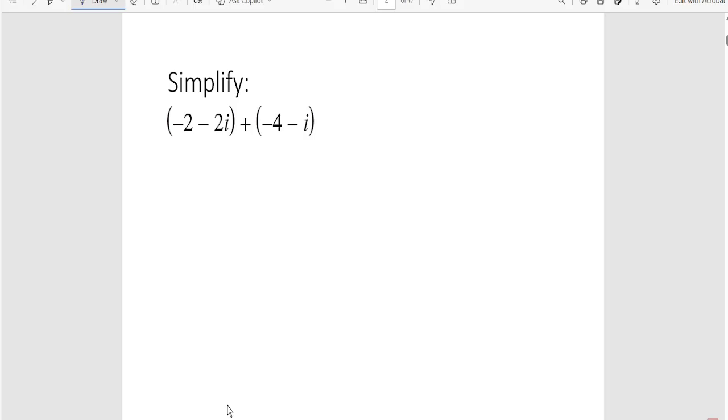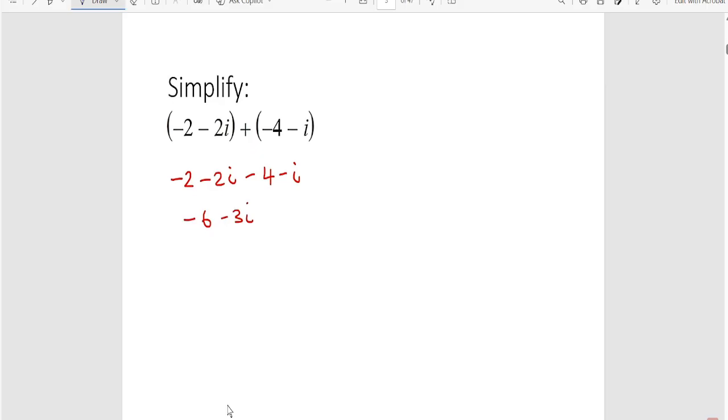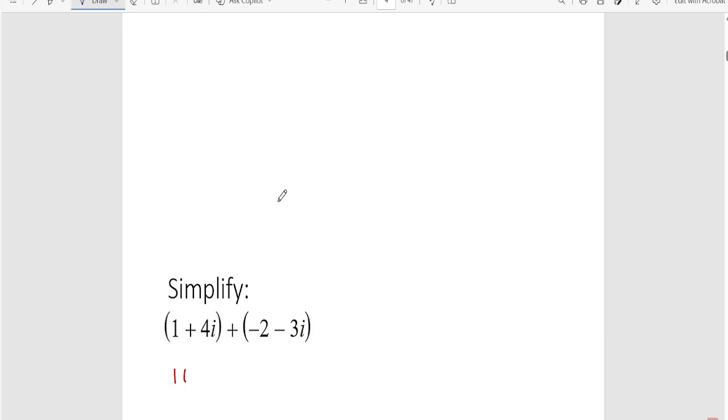So, like in this question, this -2 and -4 is the real part, and this -2i and -i is the imaginary part. So we always solve real with real and imaginary part with imaginary. Here, first we open this parenthesis. So without parenthesis, this is what we have. Now we solve real part with real part. So -2 and -4 gives us -6. Then -2i minus i gives us -3i. So -6 is the real part and -3i is the imaginary part. That's how we simplify it.